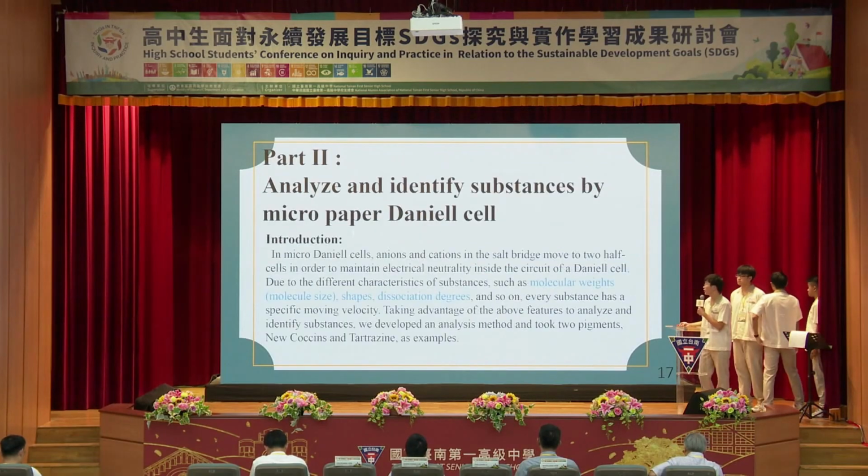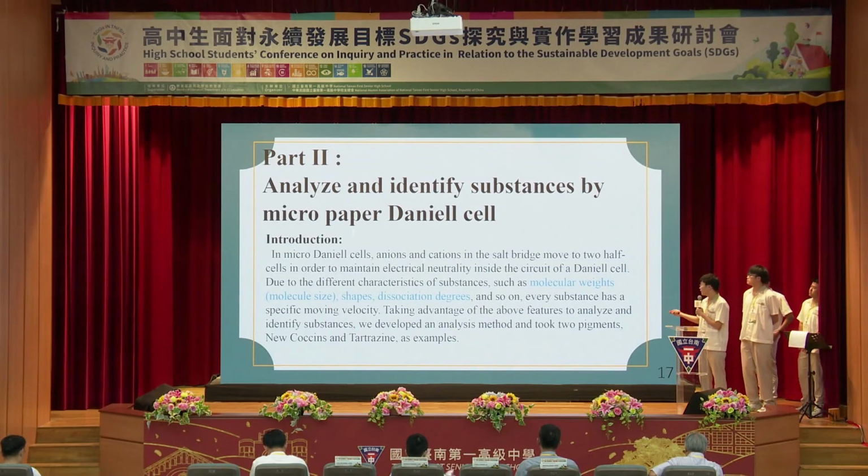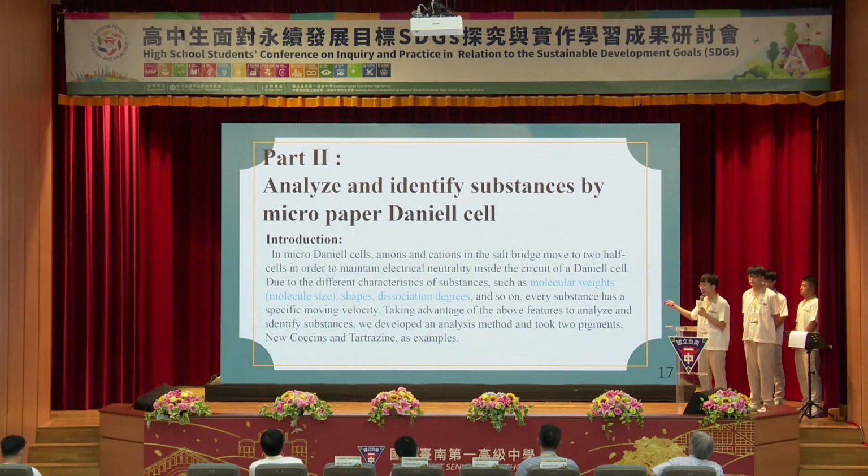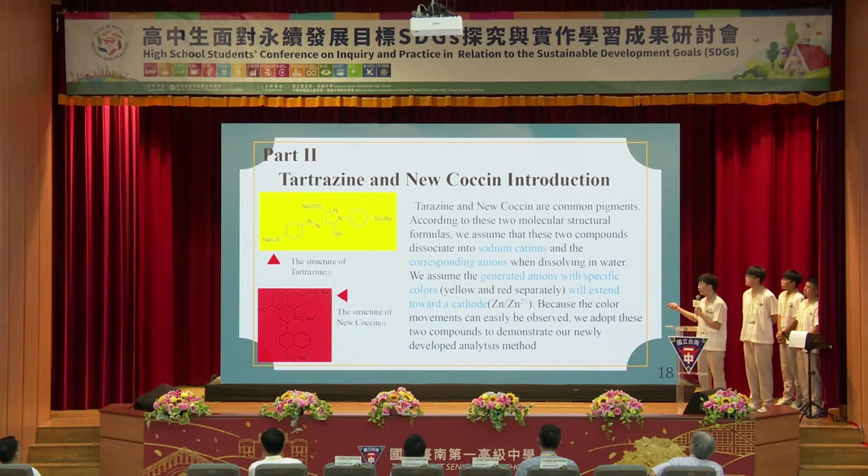And next, I'm going to talk about part 2 of our experiment. First, because of the different molecule weights, shapes, and dissociation degrees, we want to take advantage of the above features to analyze and identify the substances by our micropaper Daniell cells. And next, this is the structure of tartrazine and nucleoxine. In this part, first, we assume these 2 compounds will dissolve in water into sodium cations and the corresponding anions. And we also assume the generated anions with a specific color will extend toward a cation.